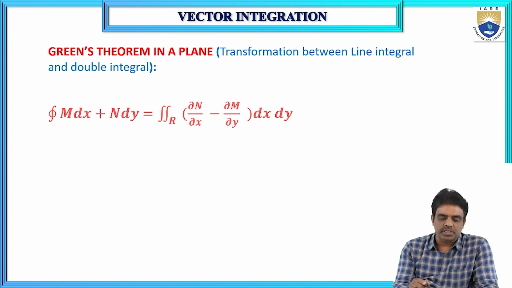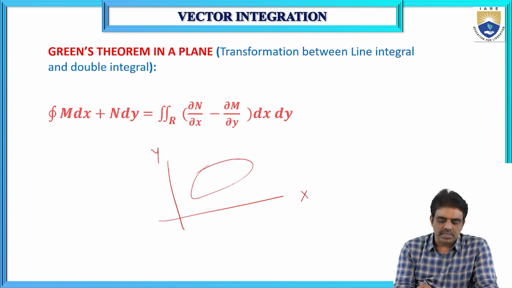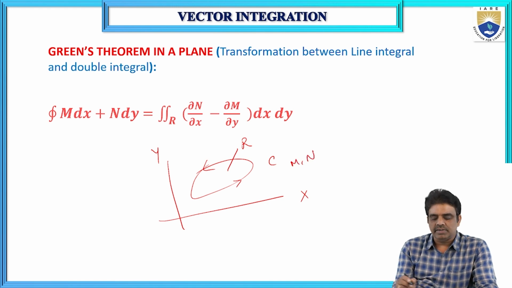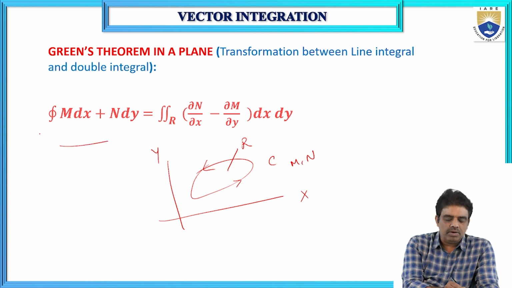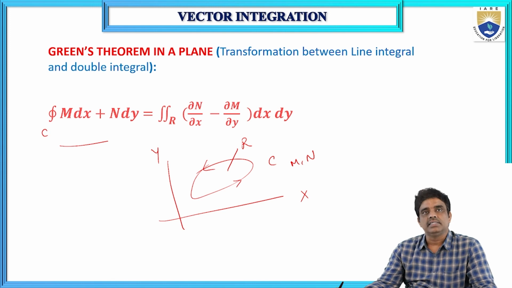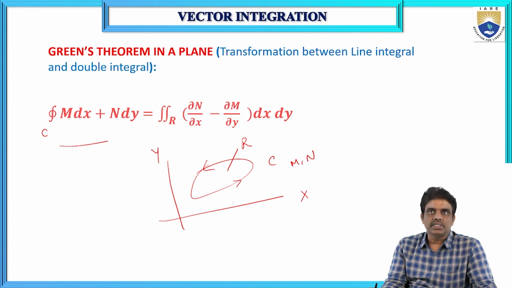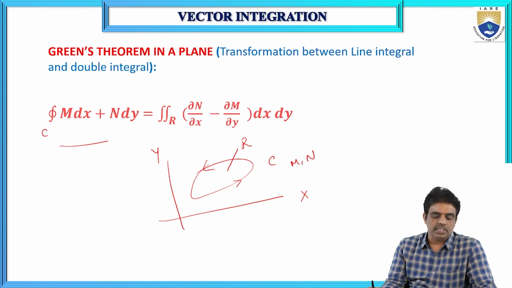This is a transformation between line integral and double integral. Suppose x and y is the given axis coordinate system, and assume that this is the region R bounded by the curve C, where C is the closed curve, and M and N are functions of x and y which are defined on the curve in the region. Then by this theorem, integral over the curve C of M dx plus N dy is equal to double integral over the region R of dou N by dou x minus dou M by dou y dx dy. So it gives a relation between line integral and double integral. Here the entire function is defined in the two-dimensional space only.